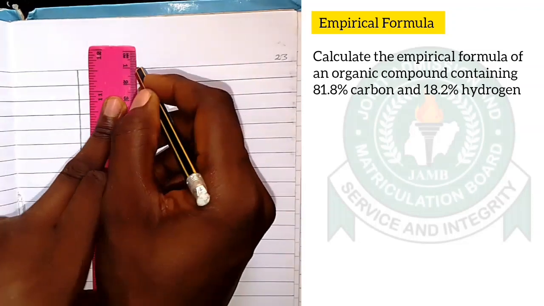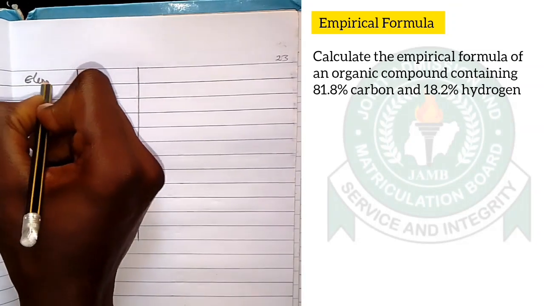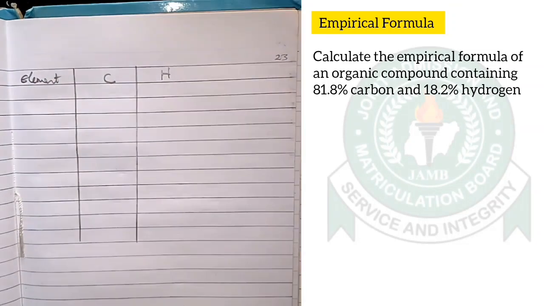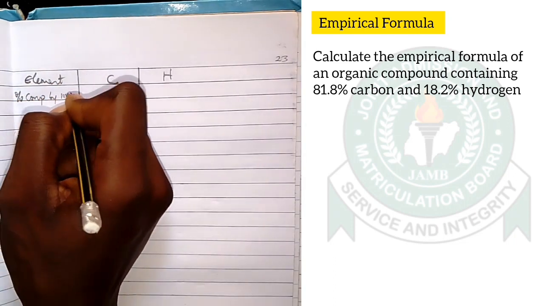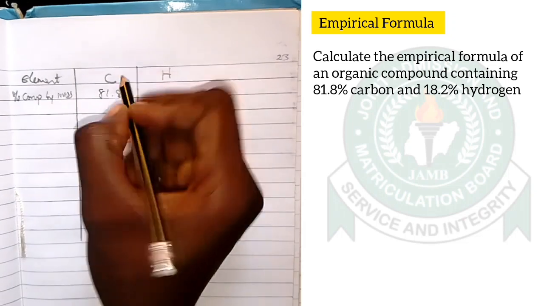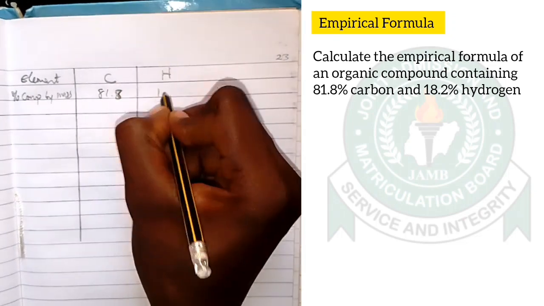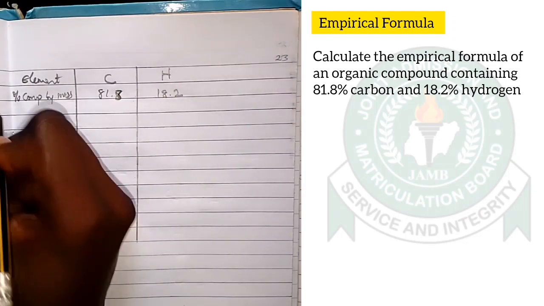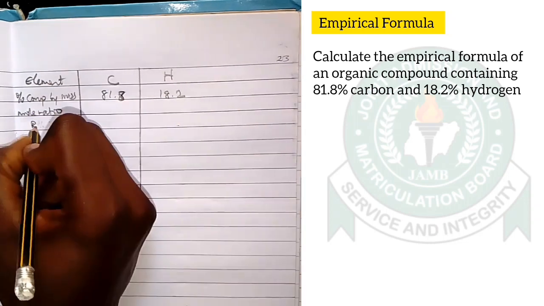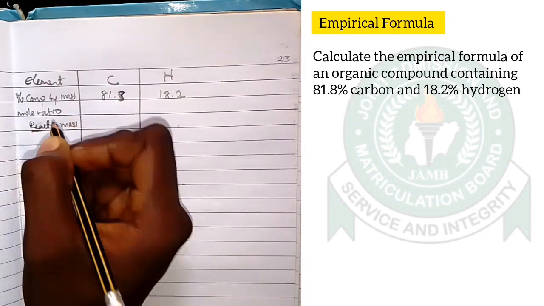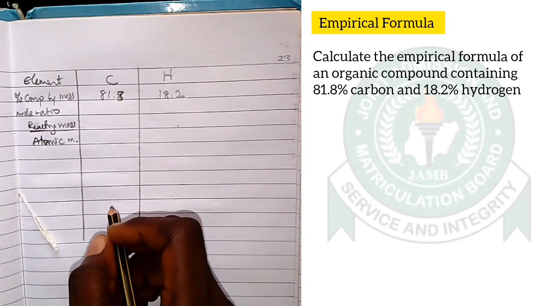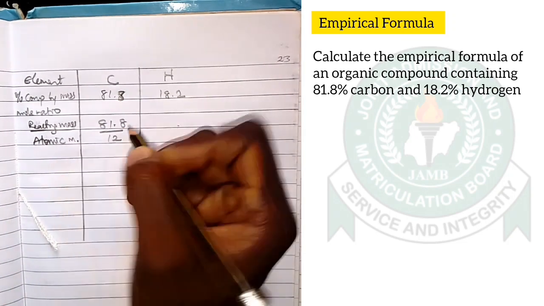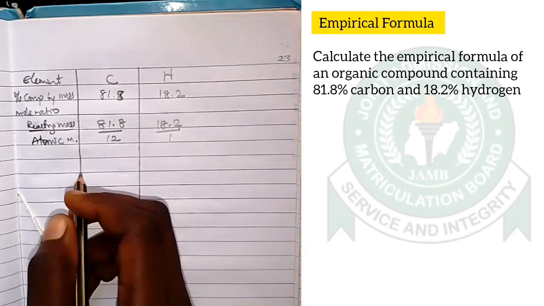Calculate the empirical formula of an organic compound containing 81.8% carbon and 18.2% hydrogen. Okay, this is the last question for empirical formula. I just want to show you a final step in empirical formula. Okay, so write down the percentage composition by mass, then the mole ratio, which is reacting mass over the molar mass, that is the atomic mass. So what we are going to do is 81.8 divided by 12, 18.2 divided by 1.